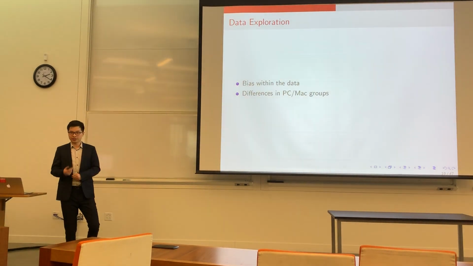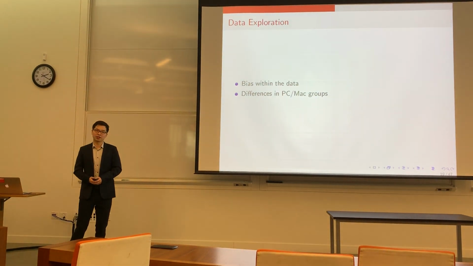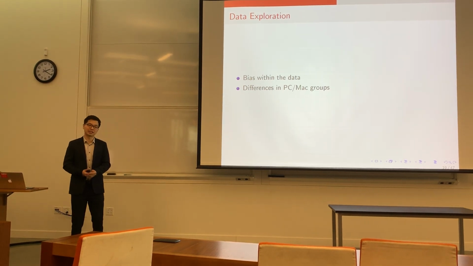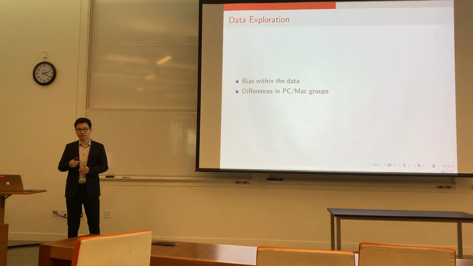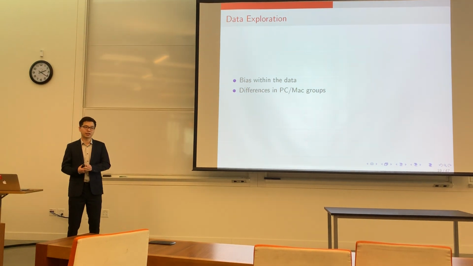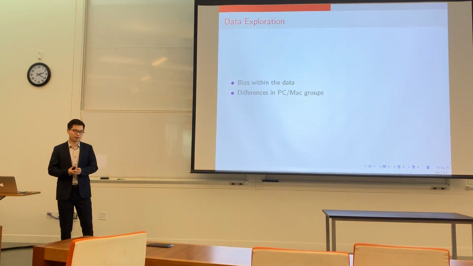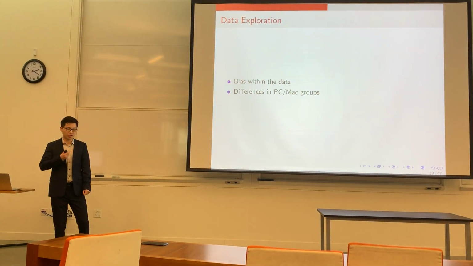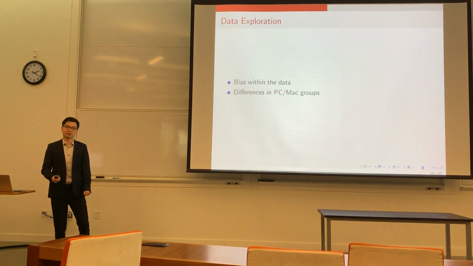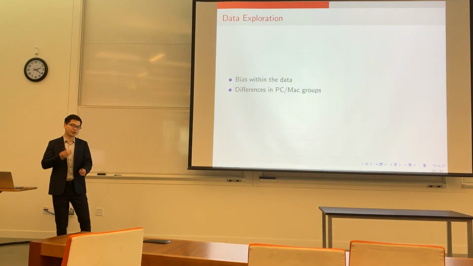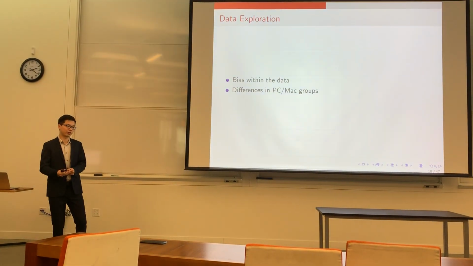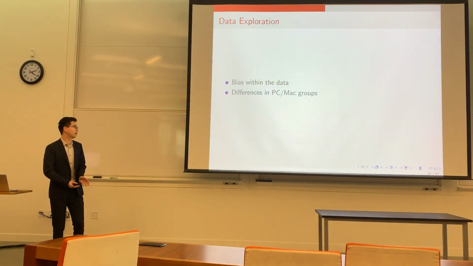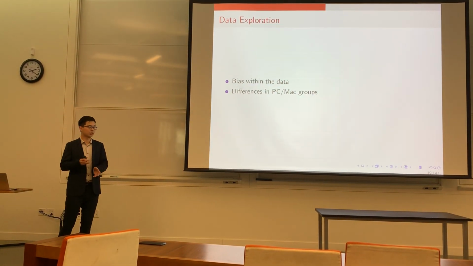So after I gathered data, I want to explore the data set a little bit because I want to make sure that there's no intrinsic bias present in the data set. This is very important because, as we've been talking on campus, there are a lot of machine learning models that exhibit algorithmic bias because the data set is very biased in certain ways. So I just want to make sure that this is not present in my data set. And at the same time, I want to explore if there are differences in the Mac versus PC groups.